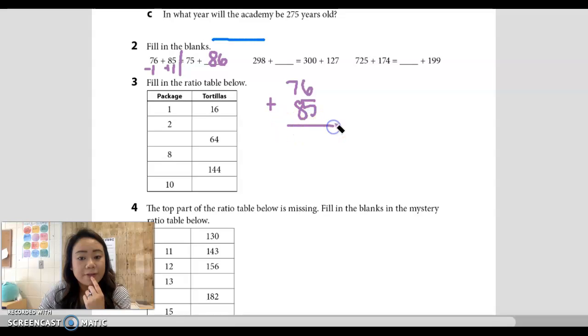Ooh, whoa, that was a little weird there. 6 plus 5 is 11. I'm going to carry that, and then it's basically 8 plus 8, which is 16, so 161. So this side is 161. Let's double check this side now.